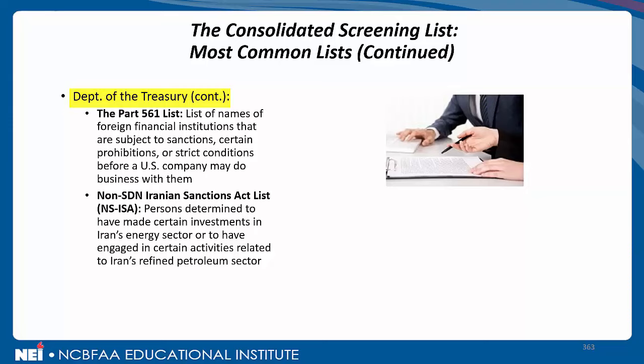A few more from Treasury. The Part 561 list. List of names of foreign financial institutions that are subject to sanctions, certain prohibitions, or strict conditions before a U.S. company may do business with them. Non-SDN Iranian Sanctions Act list. Persons determined to have made certain investments in Iran's energy sector or to have engaged in certain activities related to Iran's refined petroleum sector. As we go through these lists, one can see just how specific and targeted the lists are. How much easier is it to screen through all of these lists by using the consolidated screening list? It's hard to measure. It makes things a lot easier.